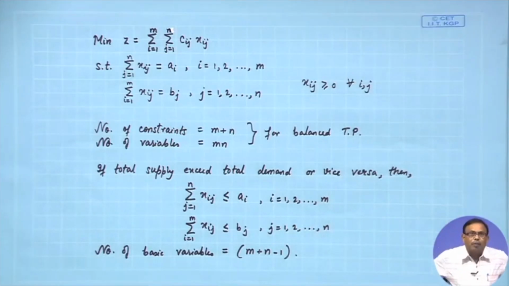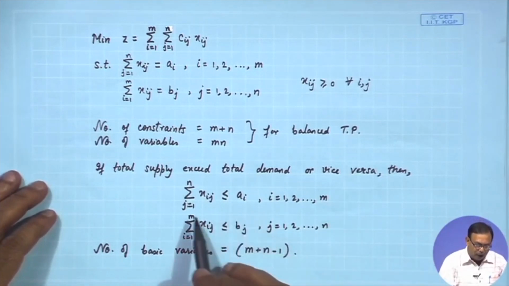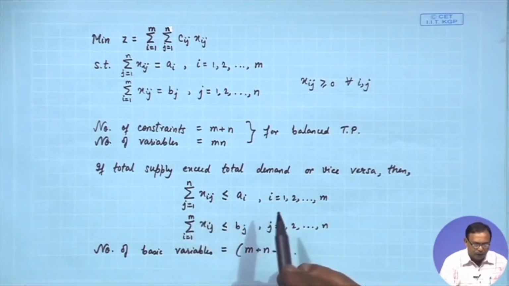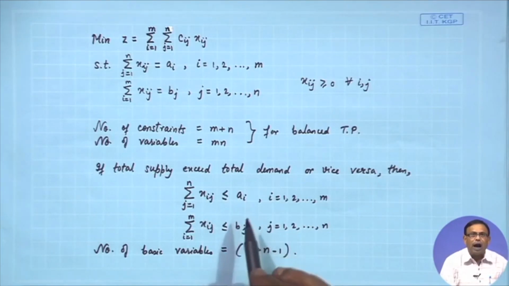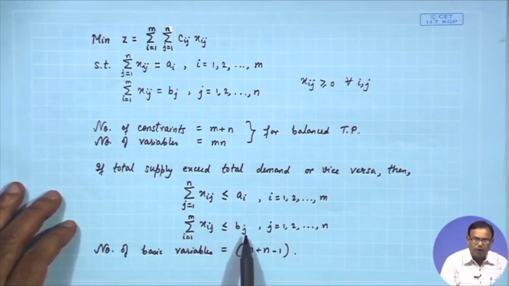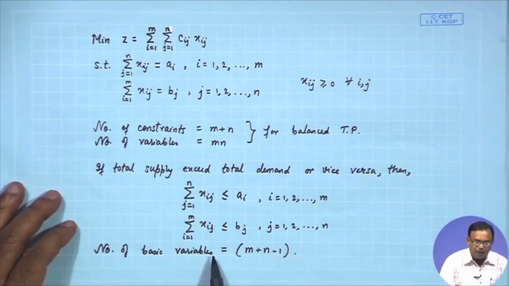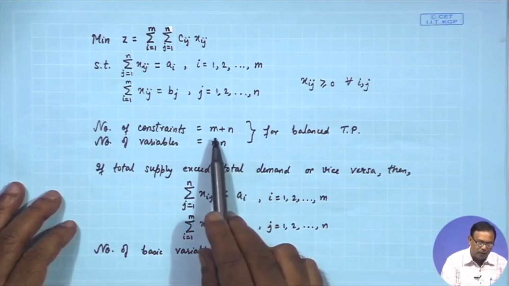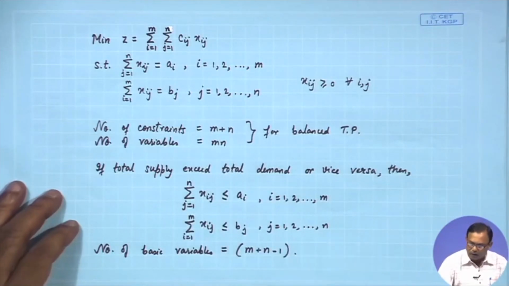If total supply exceeds the total demand or vice versa, then summation j = 1 to n, xij should be less than or equal to ai, and summation i = 1 to m, xij should be less than or equal to bj, where i will vary from 1 to m, and j will vary from 1 to n. Therefore, the number of constraints is m + n, so the number of basic variables will be m + n - 1.